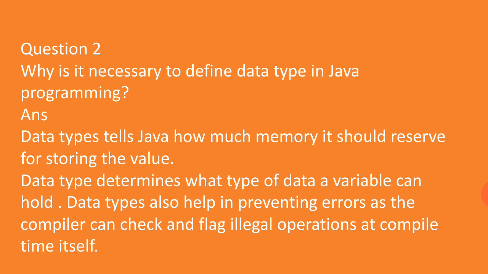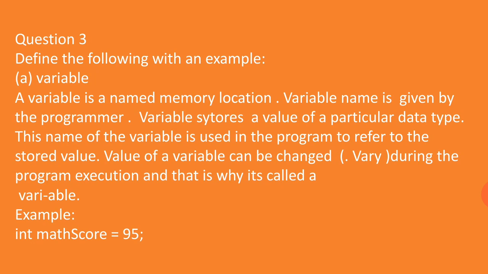Data type determines what type of data a variable can hold. Data types also help in preventing errors, as the compiler can check and flag illegal operations at compile time itself. So that way data type is very important, because Java is a strongly typed language. If any variable which is of a specific type and we try to assign or provide a different type of value to that variable, automatically it's going to become an error. So that is why I've written here that compiler can check and flag illegal operations at the compile time itself.